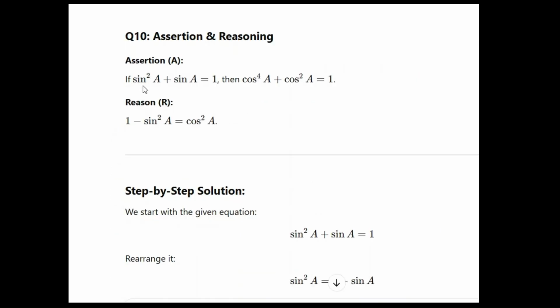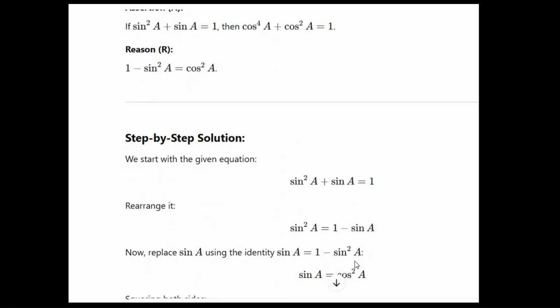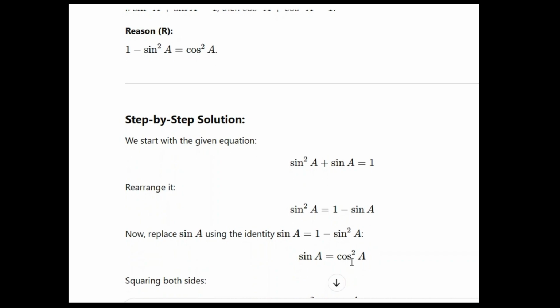Here given sin square A plus sin A equal to 1. Take sin square A to the right side, that is sin A equal to 1 minus sin square A. 1 minus sin square A is cos square A. We know that 1 minus sin square A is cos square A. It is also given in the reason, 1 minus sin square A equal to cos square A. So reason is correct. Now this is your sin A equal to cos square A.